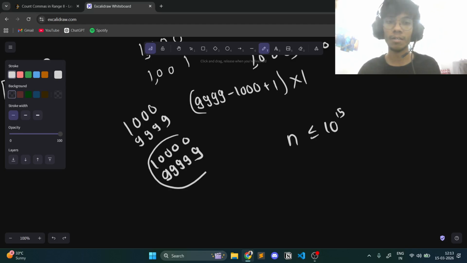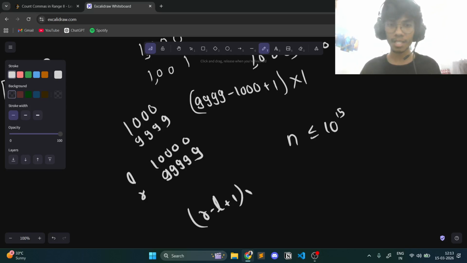Let's say this is L and this is R. So total number of elements are R minus L plus 1, into how many commas can I place over here. I can only place 1 comma, so that is multiplied by 1, and then we can do this for all the ranges.